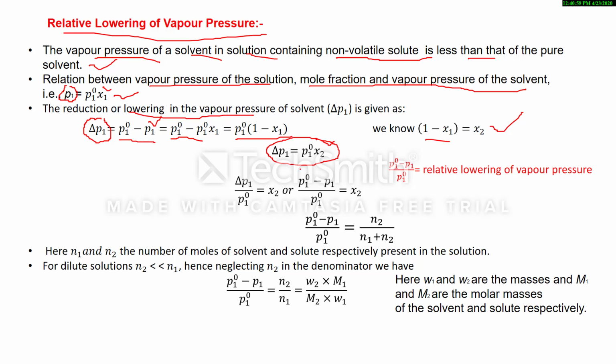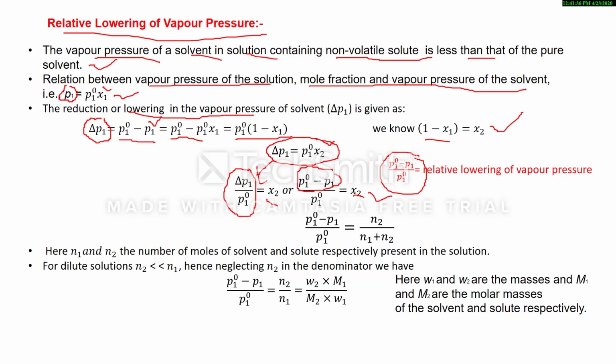Is it clear? And again, if we find this ratio, we can write ΔP1 divided by P1°. This ratio is known as relative lowering of vapor pressure, which is equal to the mole fraction of solute. And this ΔP1 can also be written as P1° − P1, divided by P1°, equal to x2. So this ratio is again called relative lowering of vapor pressure.